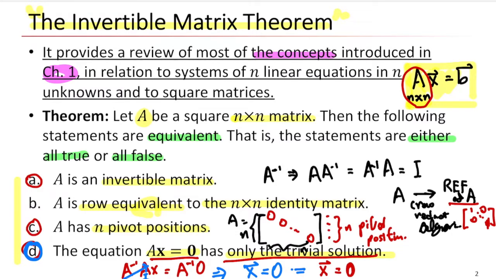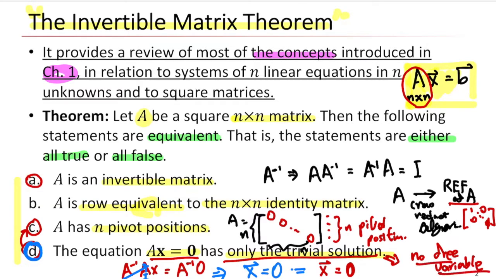T is here, and C is here. So if the equation AX equals 0 has only the trivial solution, then A has n pivot positions. Why? Okay, if the equation AX equals 0 has only the trivial solution, we can say that there is no free variable.